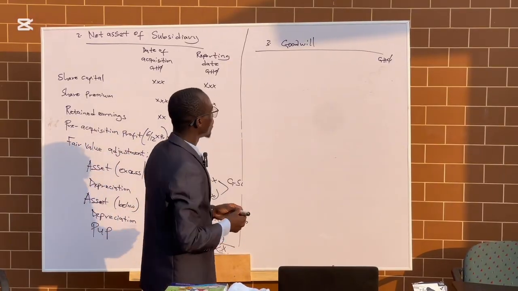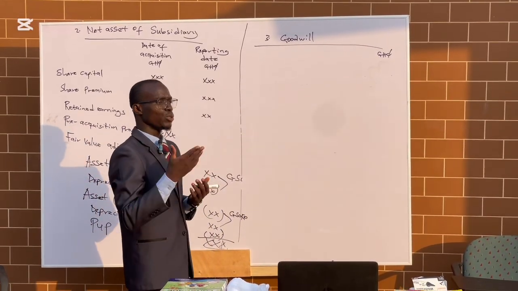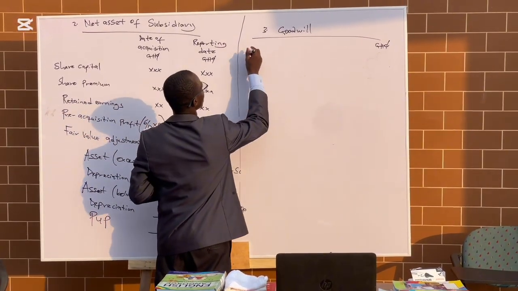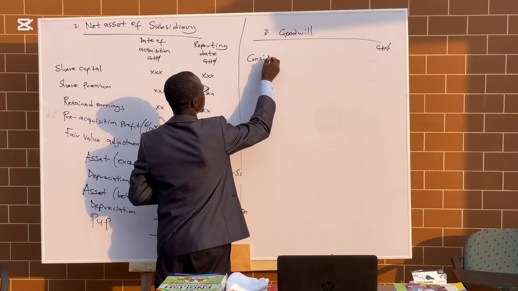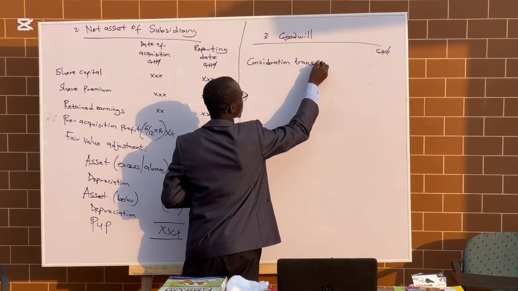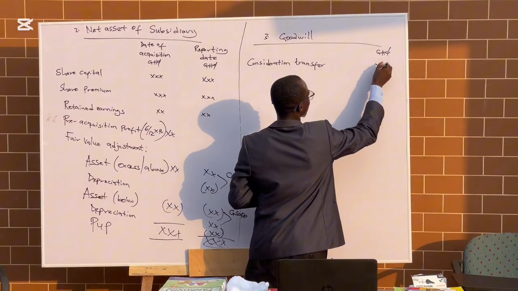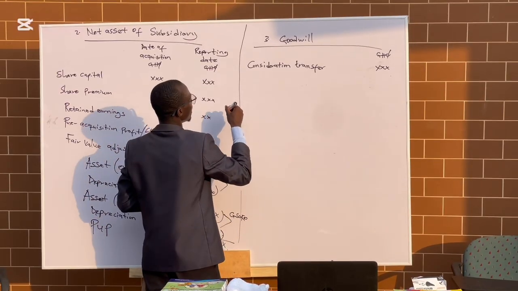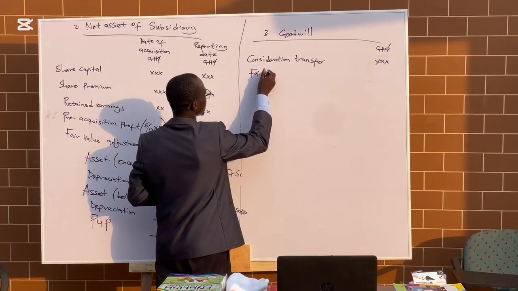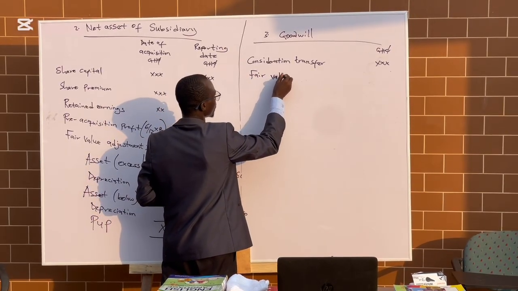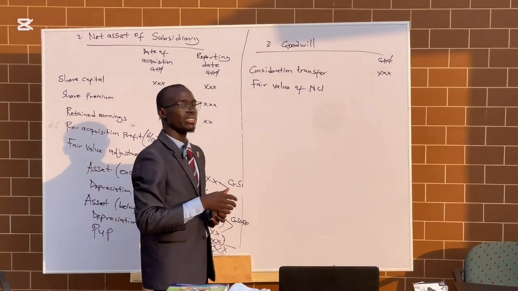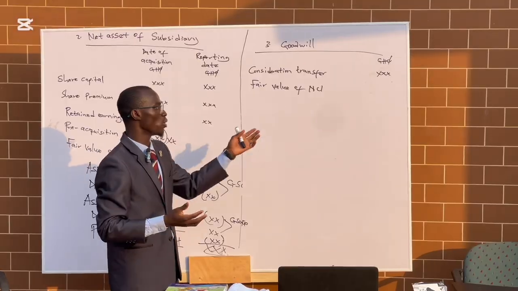With the goodwill, because you are going to acquire, you need to know the consideration transfer. So you bring it here. Then you need to know the fair value of the NCI. The NCI is the number of shares that the parent does not have control over, so it belongs to the subsidiary.